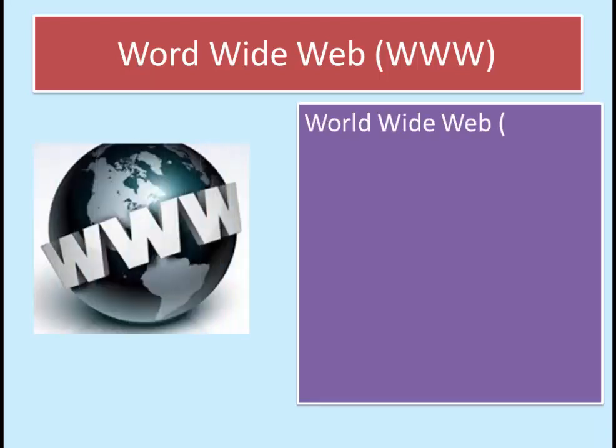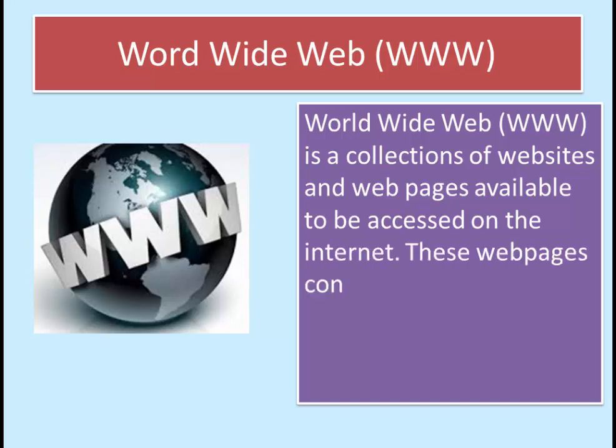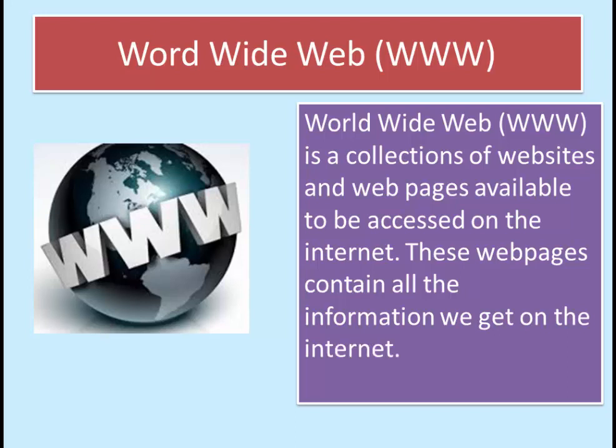So www, World Wide Web, is a collection of websites and web pages available to be accessed on the internet. These web pages contain all the information we get on the internet. So as I said, merely having an internet doesn't make it possible to access the resources. So for that we have to have resources all over.